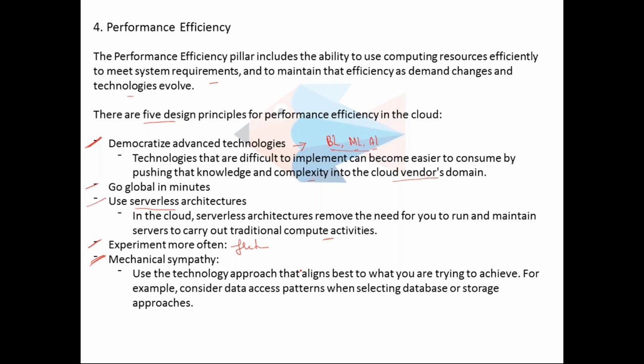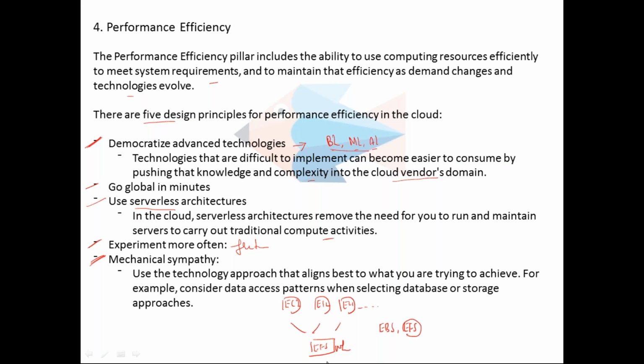Mechanical sympathy. Mechanical sympathy is basically that, according to your business use case, you are supposed to use a particular service in AWS. For example, we have EBS and EFS as volumes for EC2. If your use case is that you have multiple EC2 instances, not just two, and they want to share a common volume, then you would obviously use EFS.